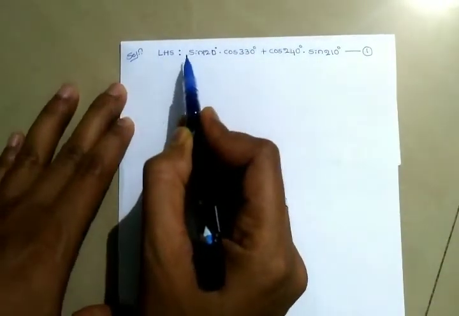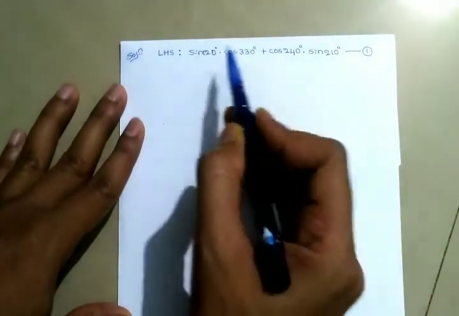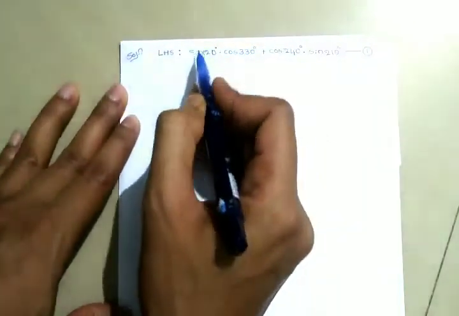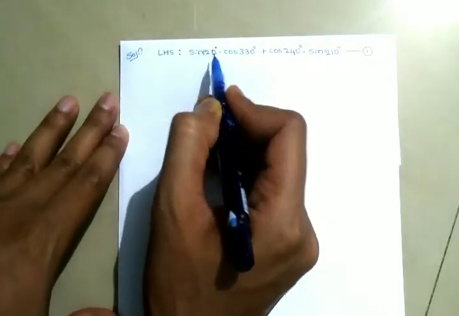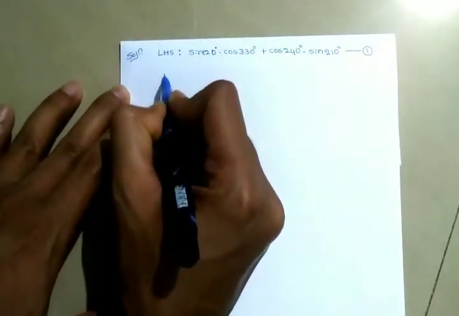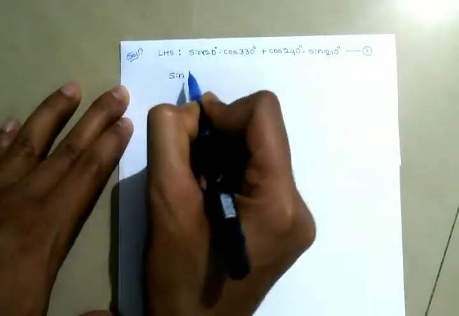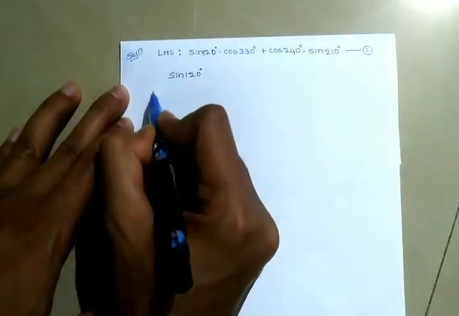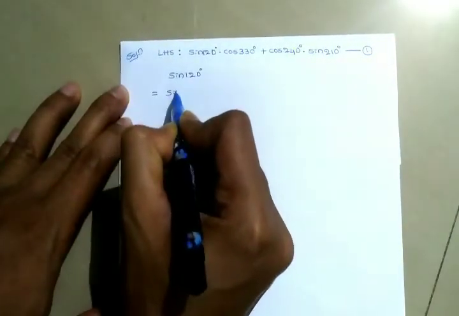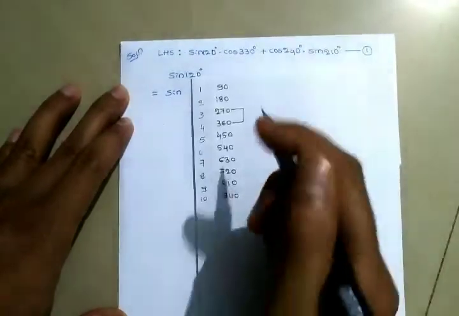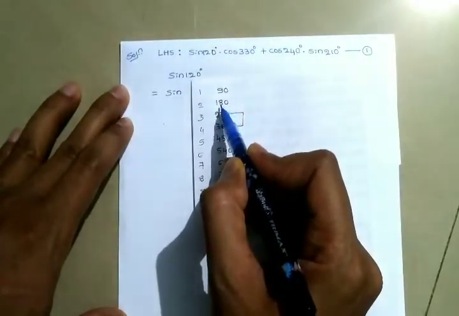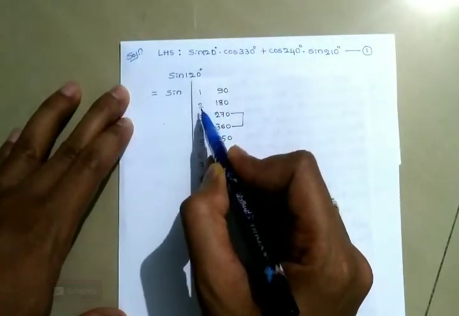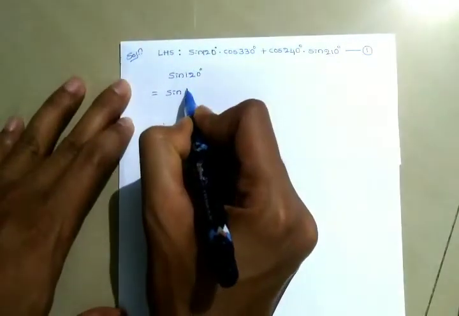So for that, first consider the left hand side value. In that, I am going to solve all four values individually first. First I am going to consider sine 120 degree. First step, bring 120 into the standard form, which is sine. 120 lies in between 90 to 180. One is an odd number and the other is an even number. I am going to consider the even number only.